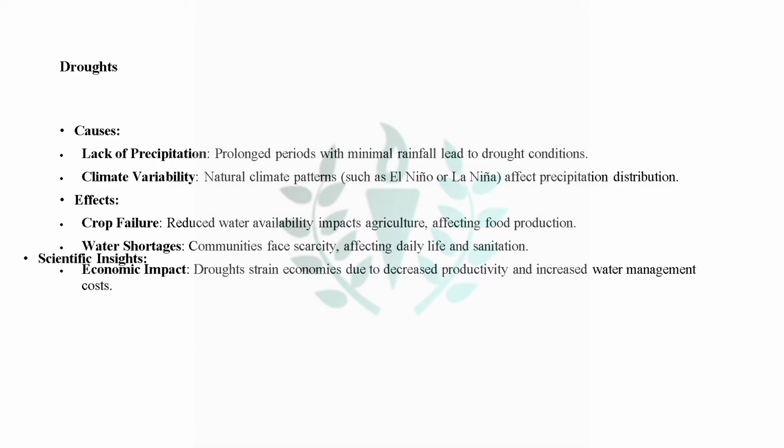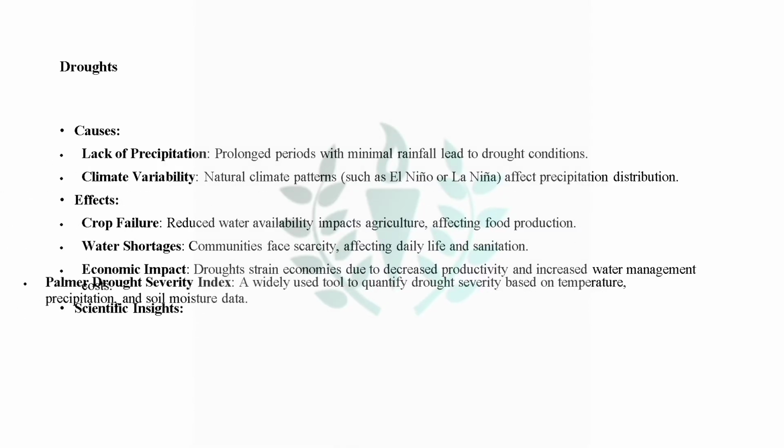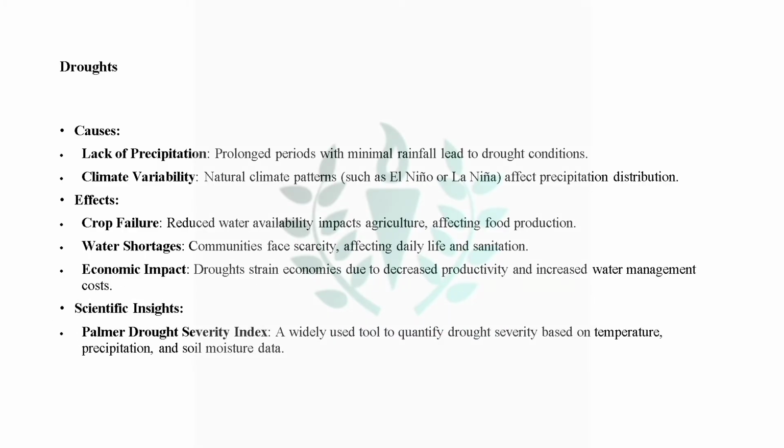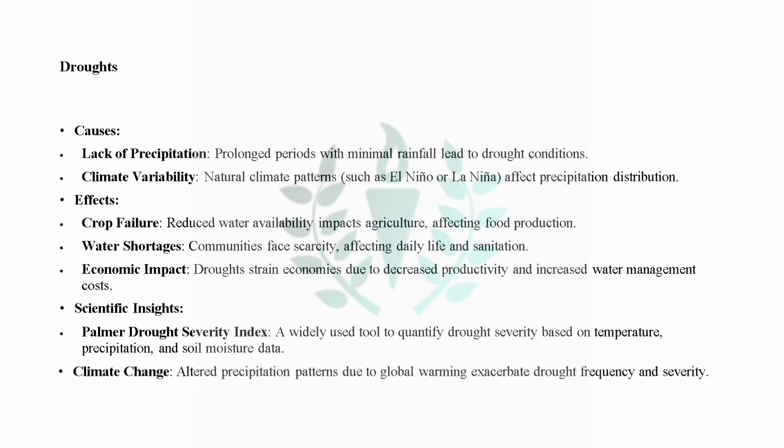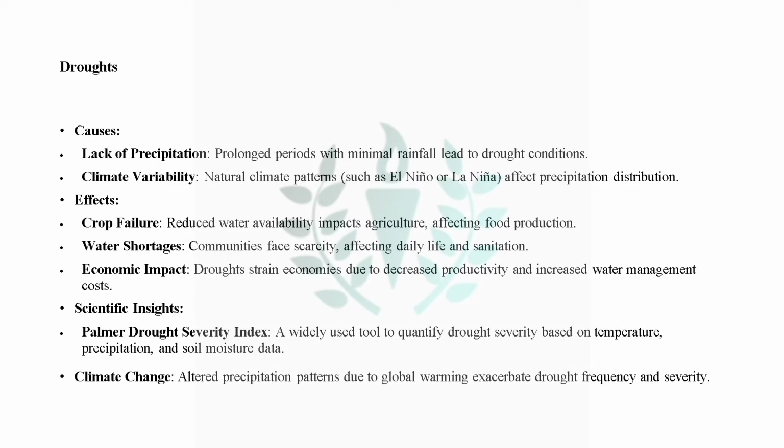Scientific insights about droughts are the Palmer Drought Severity Index. This is a widely used tool to quantify drought severity based on temperature, precipitation, and soil moisture data. Climate change: altered precipitation patterns due to global warming exacerbate drought frequency and severity.